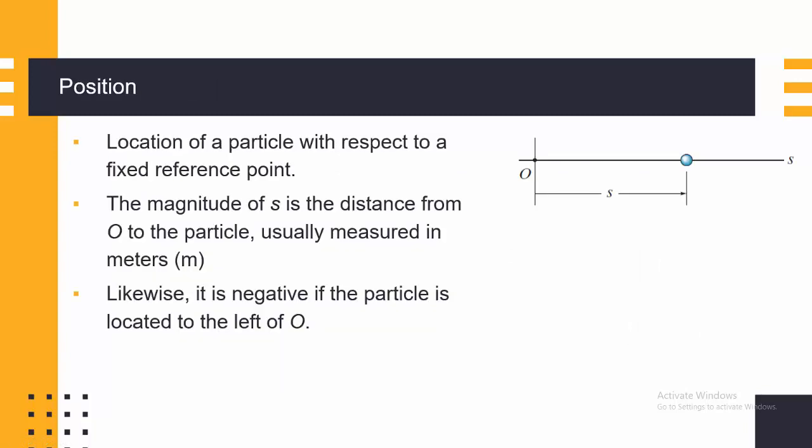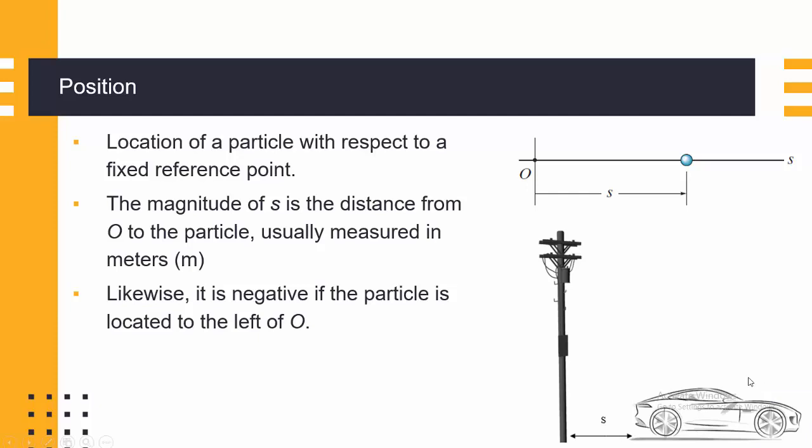In rectilinear motion, the location of a particle is specified by the term position. Here the particle is located at a distance of s from the origin. Generally the position is measured from the origin. In most cases the origin will be 0, 0. Here s is the position of the particle. Here s is positive, that is why the particle is on the right side. If it is negative, then the particle will be on the left side.